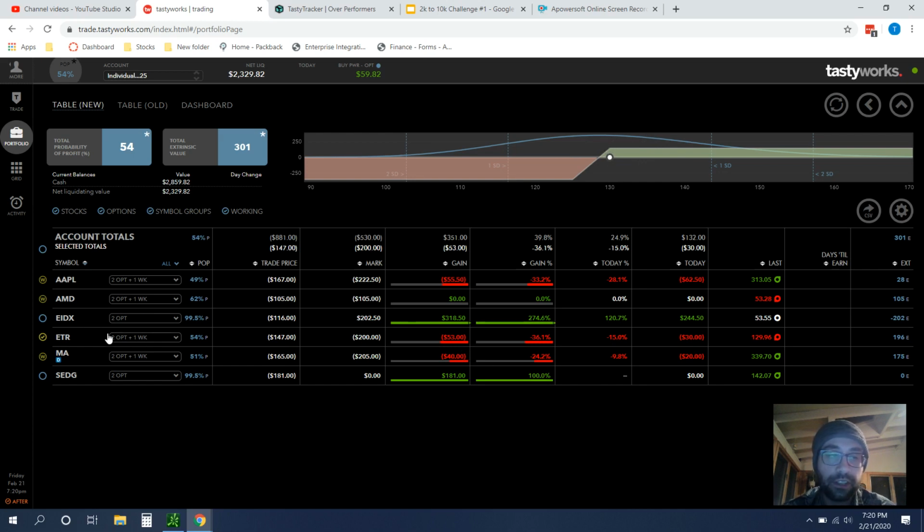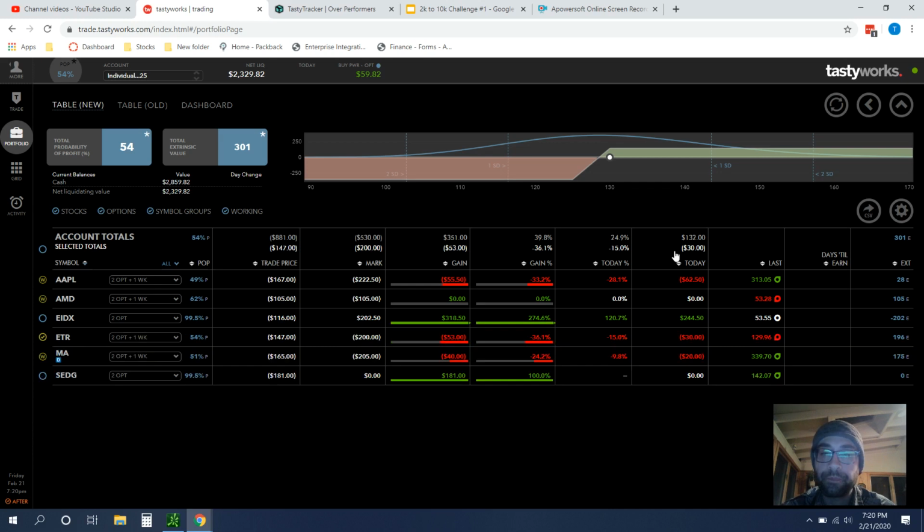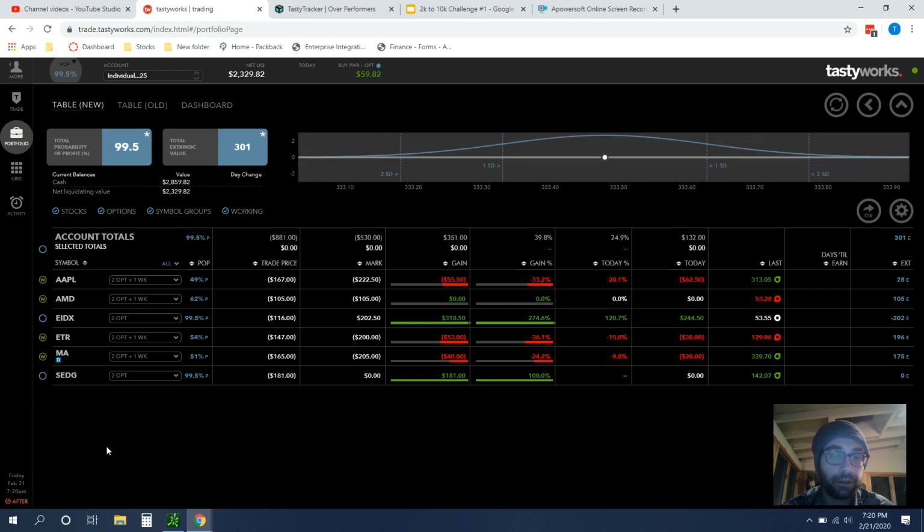So this is a situation where you might even want to double down, or you might want to open some at a strike or two lower. But I'm definitely not too concerned. I could have collected more premium had I waited, but ultimately the position is still 100% fine. So MA, MasterCard, that is right on the edge as well. And SEDG, like I said, that's another expiration.